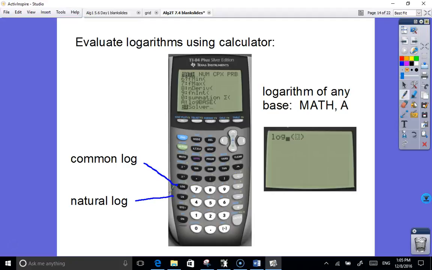If you go to your calculator and hit the math button, and then you scroll all the way to the bottom, at the letter A, it says log base. And if you look on the screen, you're going to get this thing here. You can fill in whatever base you want right there, and then put whatever you're taking the logarithm of, the argument, there. So those are your 3 options for taking logarithms. Common log and natural log are right on the front. The log of any base is inside. Do you all find it? Anybody need help finding it?